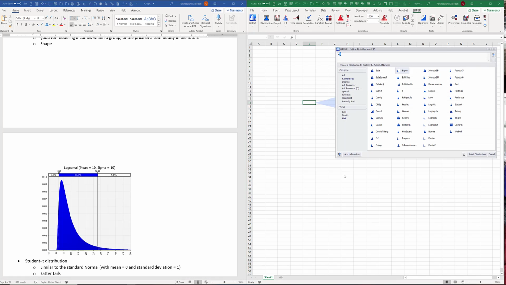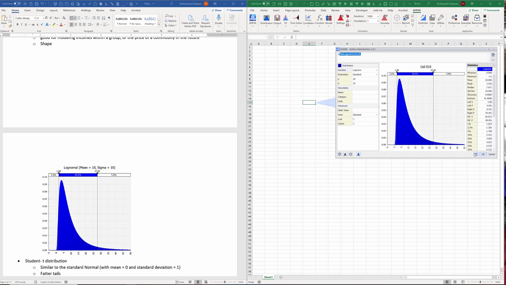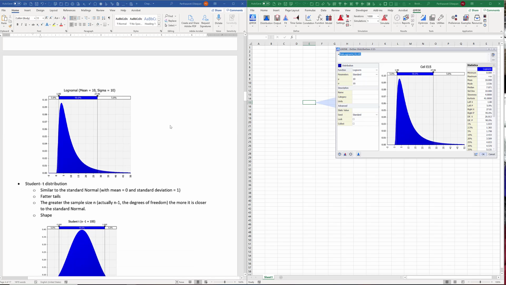So if you go to define, and this is a continuous distribution, so you select continuous, and then you look for log normal. Okay, and then you set up your mu and sigma. You get the shape of the distribution.